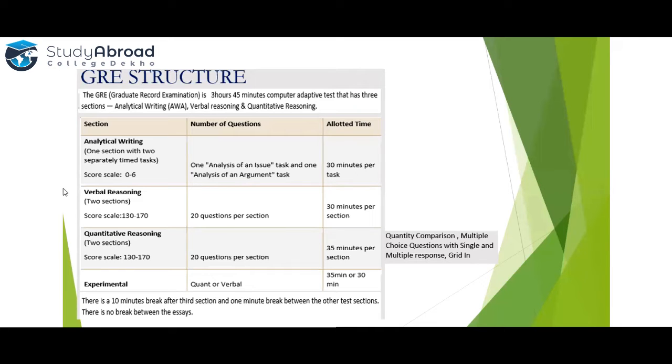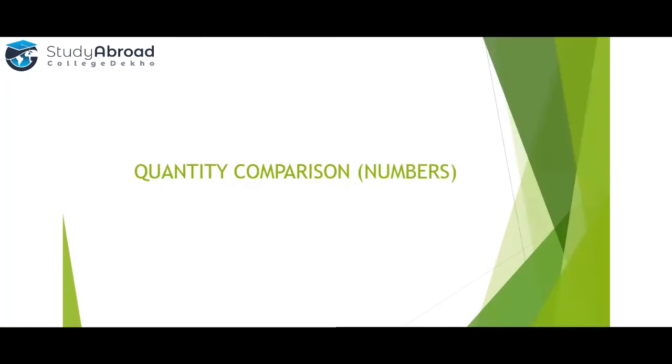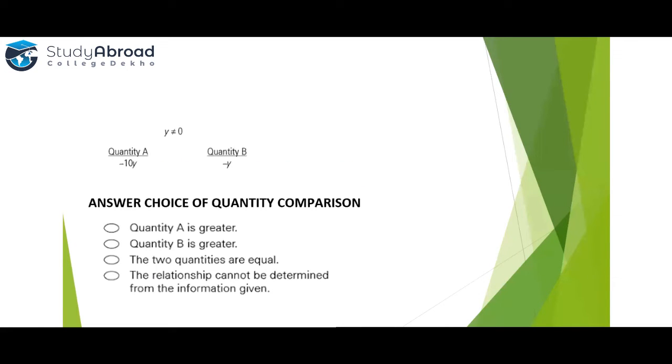So let's start with that. Today we'll be discussing quantity comparison, basically the numbers part. Now how does a quantity comparison question look like? Now this is a quantity comparison question. Y is not equal to 0 is a condition given to you. There will be two quantities given to you, that is quantity A and quantity B. Quantity A is minus 10y, quantity B is minus y, right?